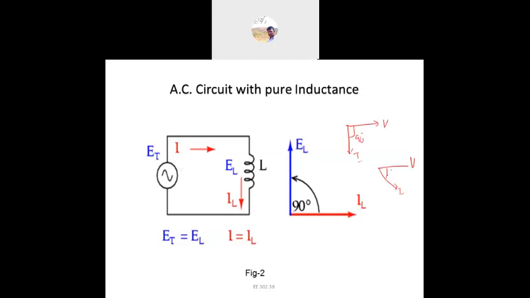So the current lags behind the voltage, meaning the voltage is leading. Leading means which angle comes first. Here it has 90 degrees, so a pure inductor has a 90 degrees angle. If the inductor is not pure, a practical inductor, the angle is less than 90 degrees.